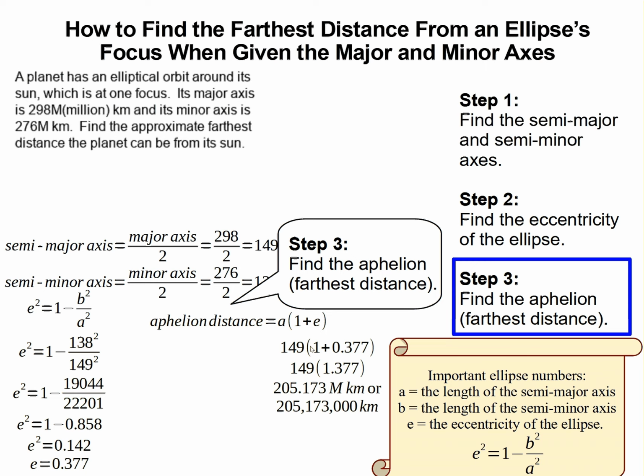That's the E. So we add these, multiply these, and we get about 205.173 million kilometers. Or you can simply write it as 205,173,000 kilometers. Okay, and that completes the problem.